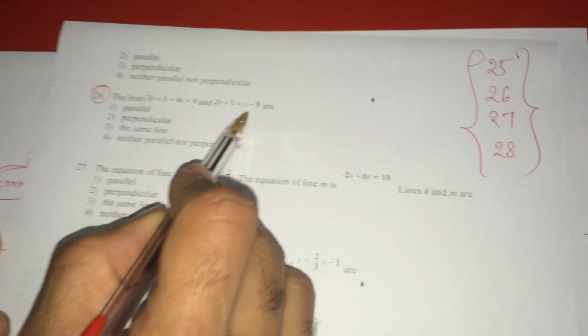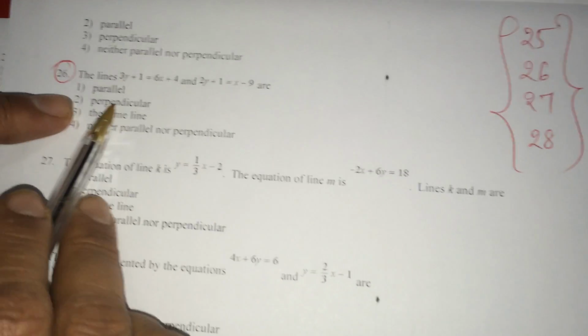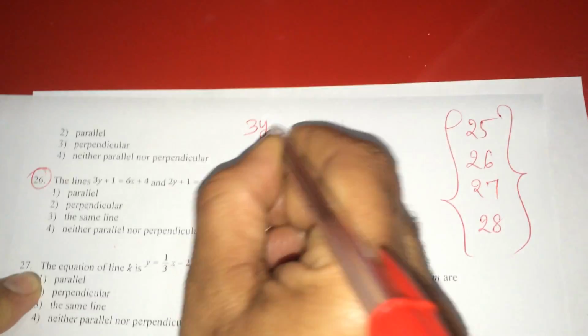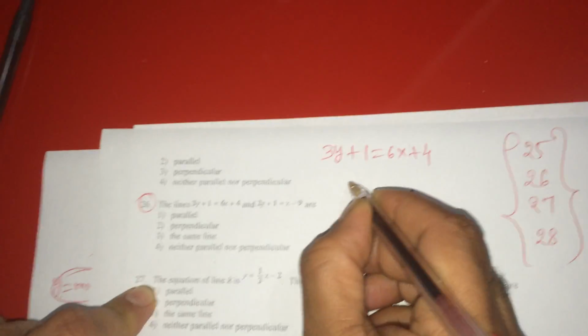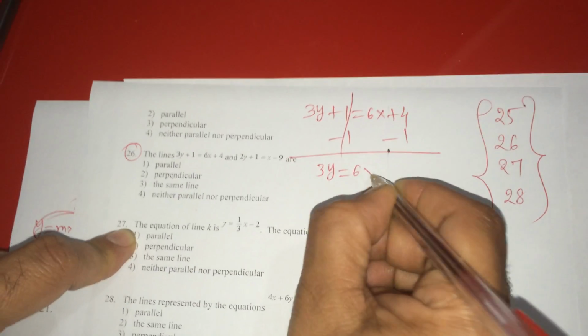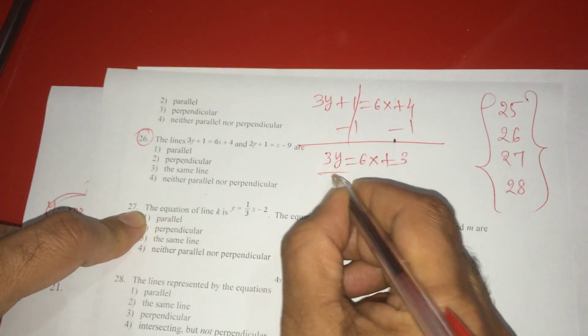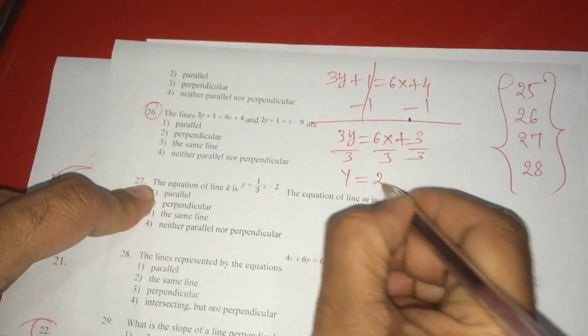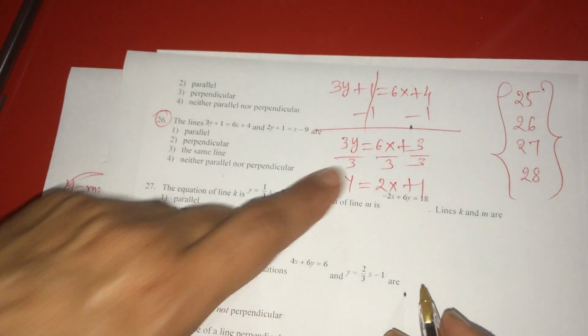Here there are two lines, and you have to find out whether they are parallel, perpendicular, neither, or the same line. For which I am taking the first line 3y plus 1 is equal to 6x plus 4. I subtract 1, therefore 3y is equal to 6x plus 3. I divide by 3 on both sides, so y is equal to 2x plus 1.